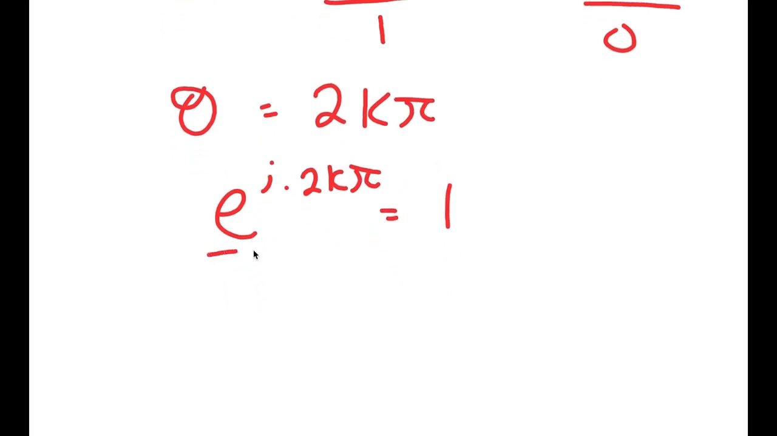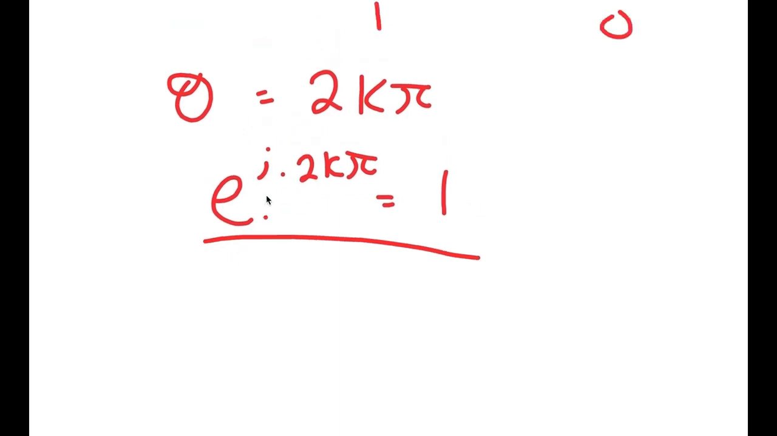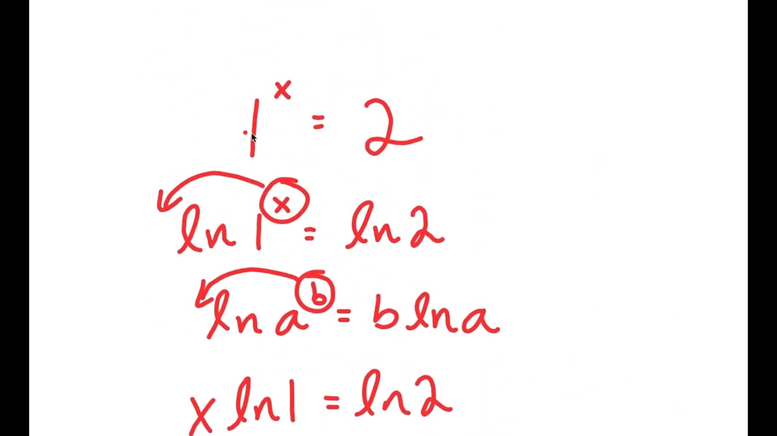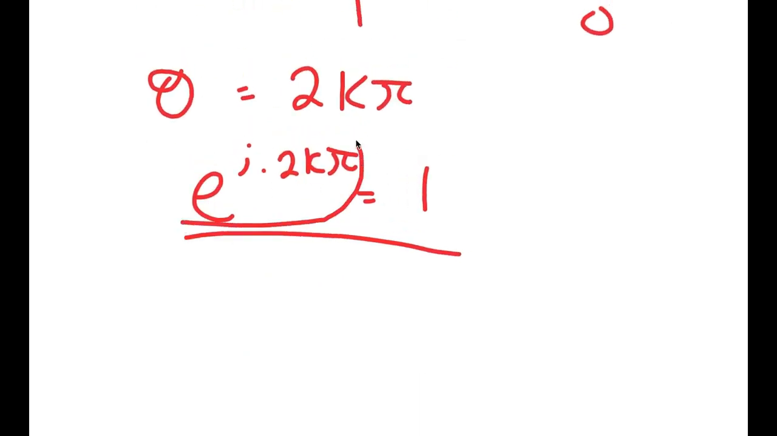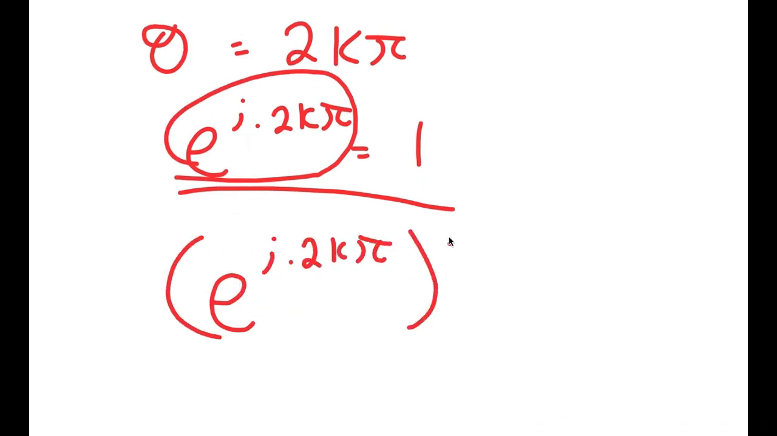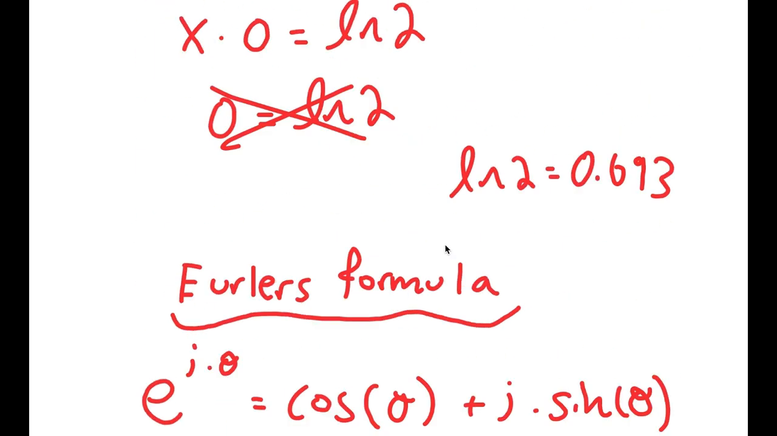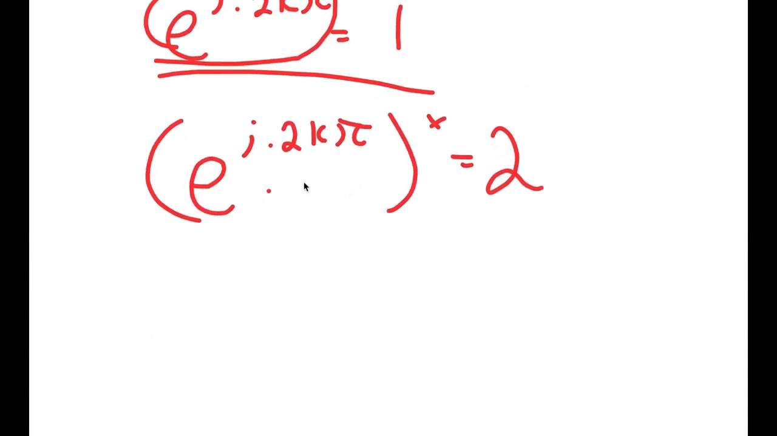So, because this statement is true, doesn't this mean that our original equation, 1 to the power of x equals 2, where this number right here is equal to 1, can be rewritten? So we can say that e to the power of i times 2k pi, to the power of x, is equal to 2. All I did was substitute that in for 1. Now, if we solve for this, we should get our variable x.